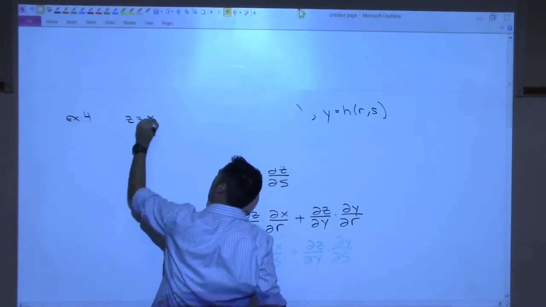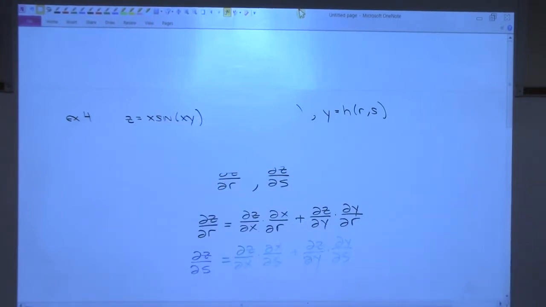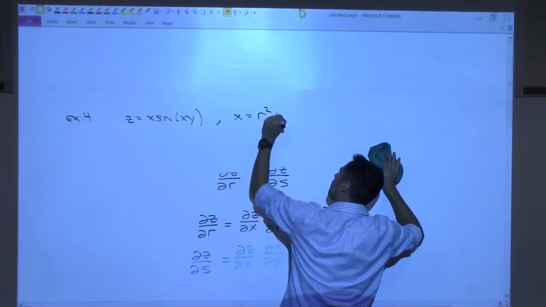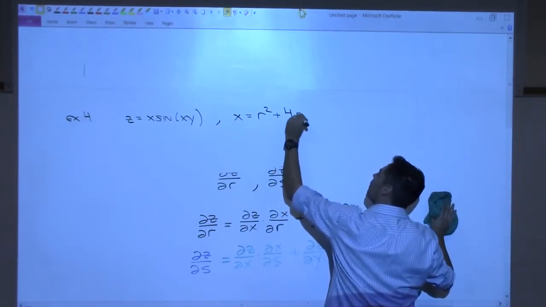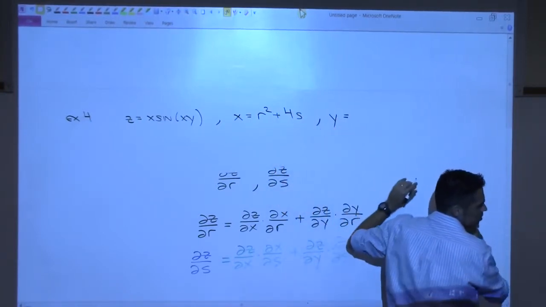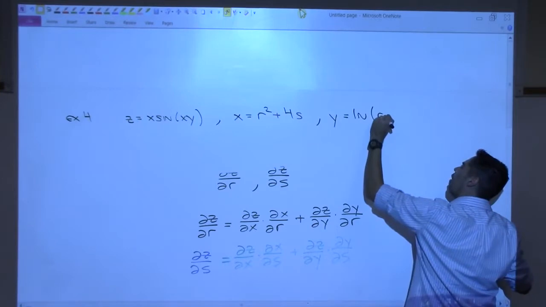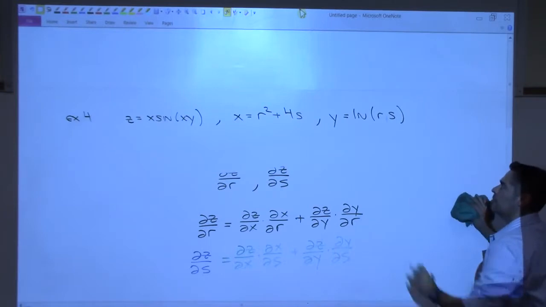Okay, z is equal to x sine xy. x is equal to r squared plus 4s. And y is equal to the natural log of rs. That's multiplication in there.